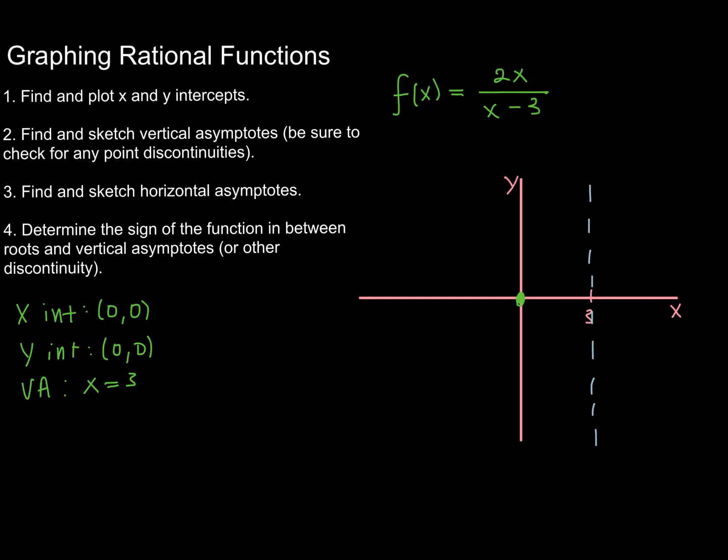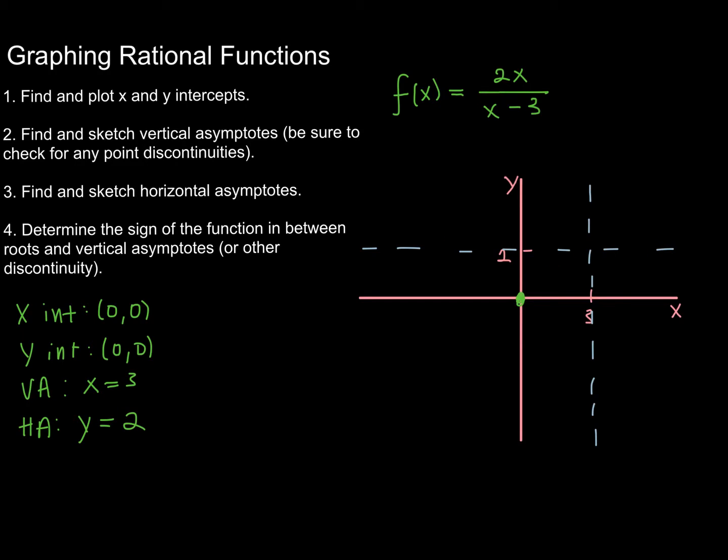Next, I want to determine the horizontal asymptote, and I want to look at the leading term. And I notice that the leading term in both numerator and denominator has a degree of 1. So I know that what is going to determine my horizontal asymptote is the relationship between the coefficients. The coefficient here is 2, the coefficient here is 1. So my horizontal asymptote is going to be the line y equals 2 over 1, or y equals 2. And I can sketch that. And it will look just like this.